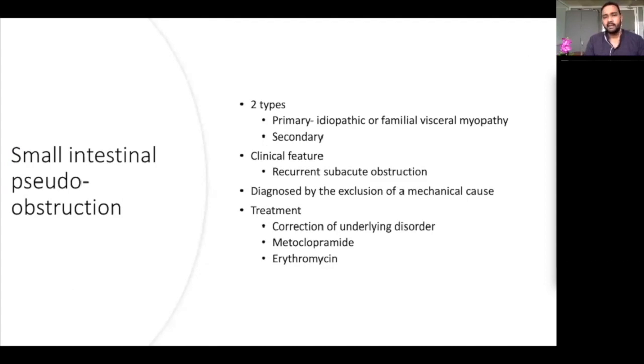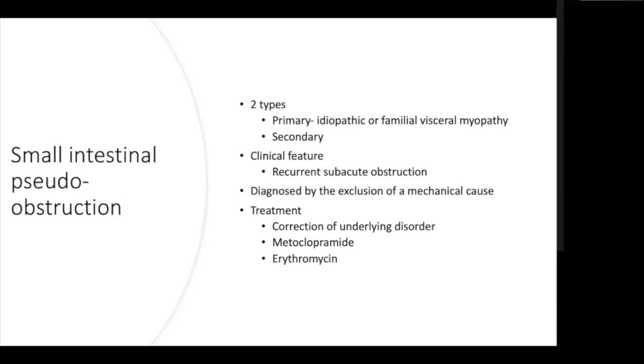It can be primary or secondary. Usually these patients present with recurrent subacute obstruction. They will pass open bowel, then again it stops, then again they pass, like that. So they will have a recurrent subacute obstruction. It is usually diagnosed by the exclusion of any mechanism or underlying cause. Whenever we exclude all these underlying causes, then we confirm it's not a paralytic ileus, it is a small intestinal pseudo obstruction. That is how we diagnose this condition.